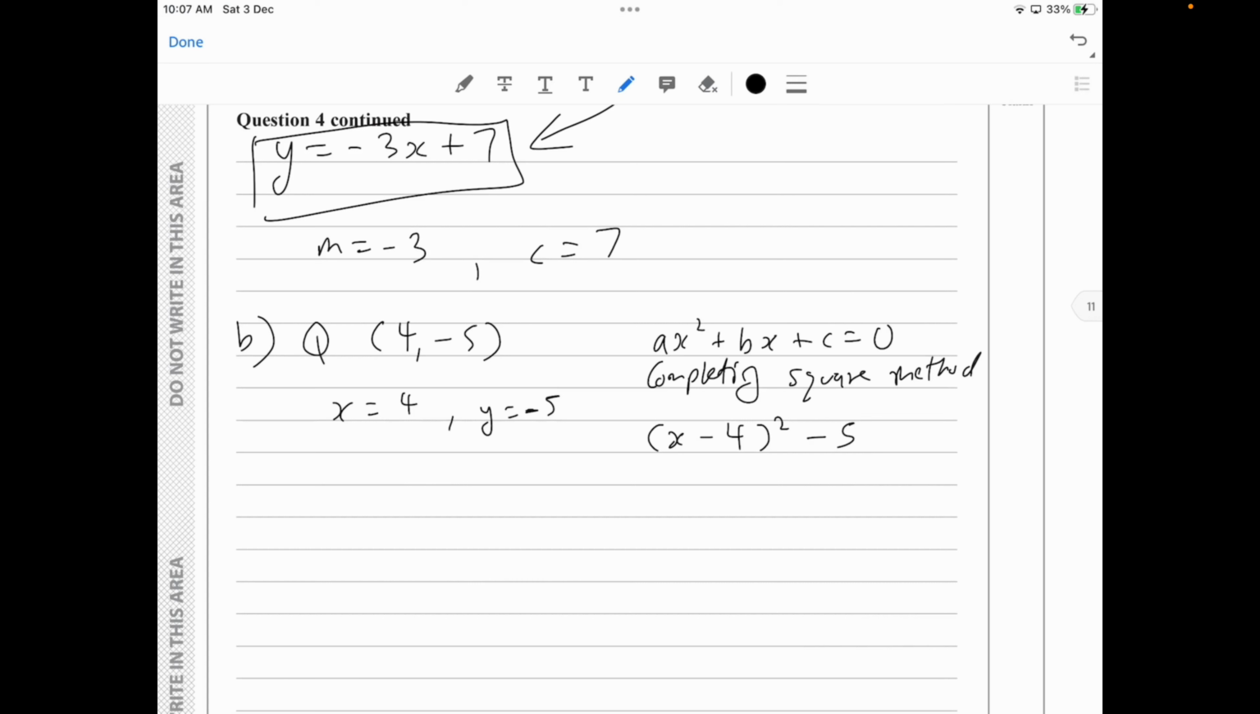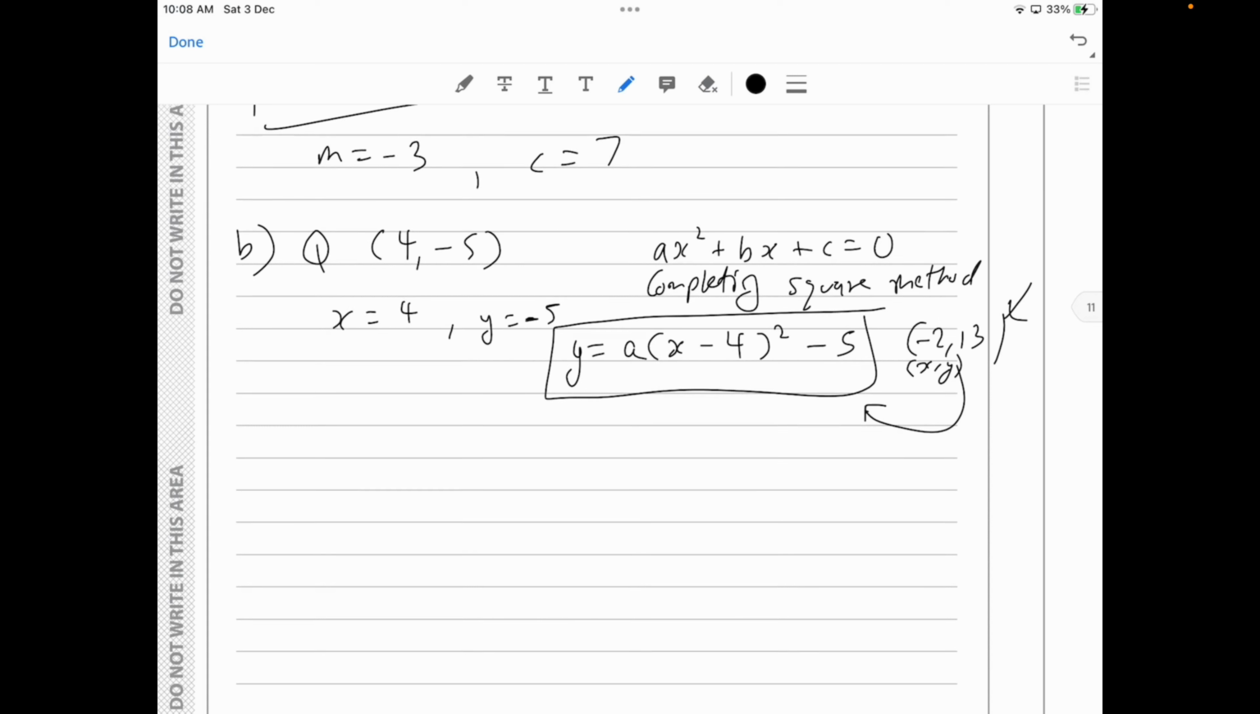Since this is somewhat of a turning point, we can just plug in the values there. And if we need to find out what a is, y is equivalent to a brackets x minus 4 squared. This is going to be your quadratic form notation. Now we're going to use the coordinates of negative 2 comma 13. These are, by the way, the coordinates of P. We're just going to substitute into this equation to find out what a is. So x comma y. Your y value is going to be 13 is equivalent to a brackets negative 2 minus 4 squared, minus 5.